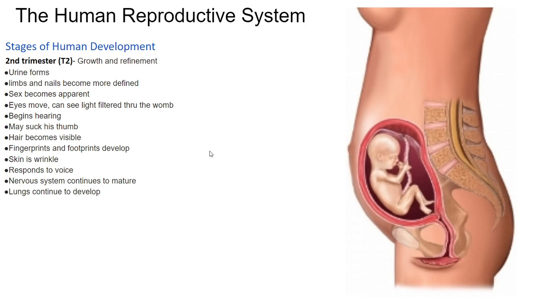We're about halfway done. Fingerprints and footprints are developed. The skin starts to wrinkle. It can actually hear the mom's voice and respond to it. There's even evidence it can hear the dad's voice and respond to it. You'll notice that at this point you're starting to show, by the way, so you get the little baby bump.